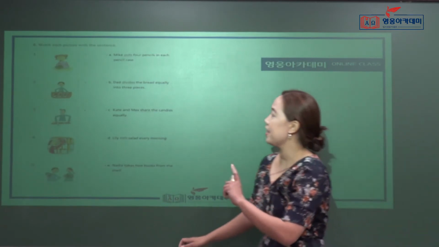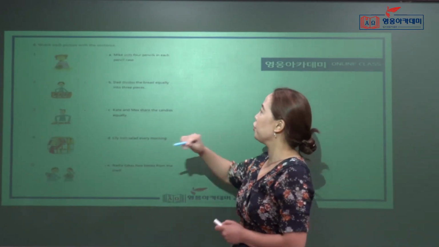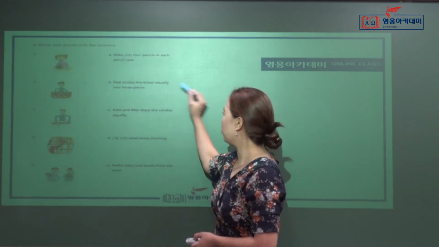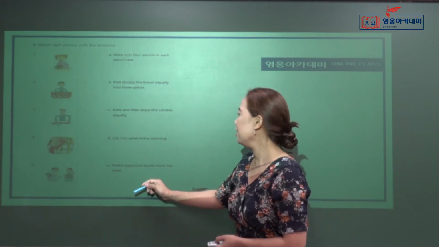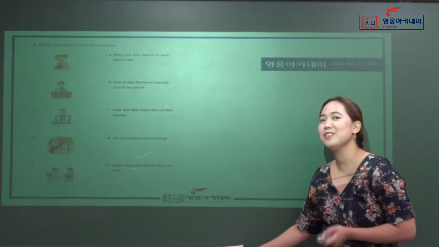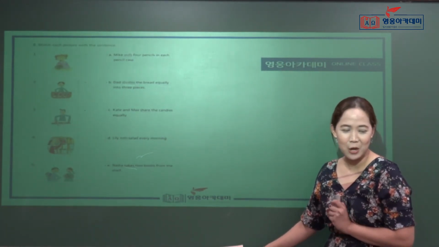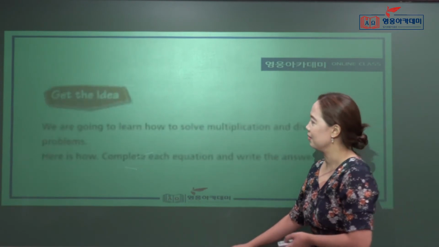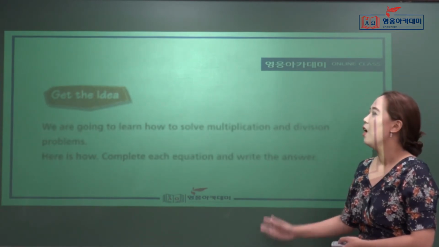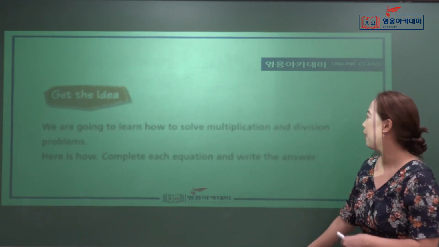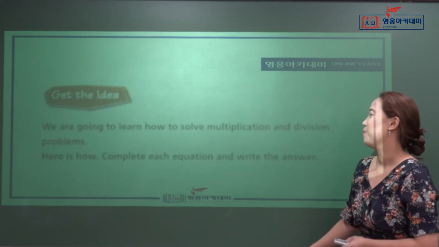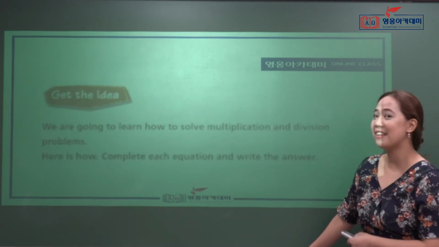So why do we do this exercise? It's for you to learn how to use these words: put, divide, equally, and take, like this. All right? Now, this is your task. Let's go to page 129. All right, now what is the task? We are going to learn how to solve multiplication and division problems. Here is how. Complete each equation and write the answer.